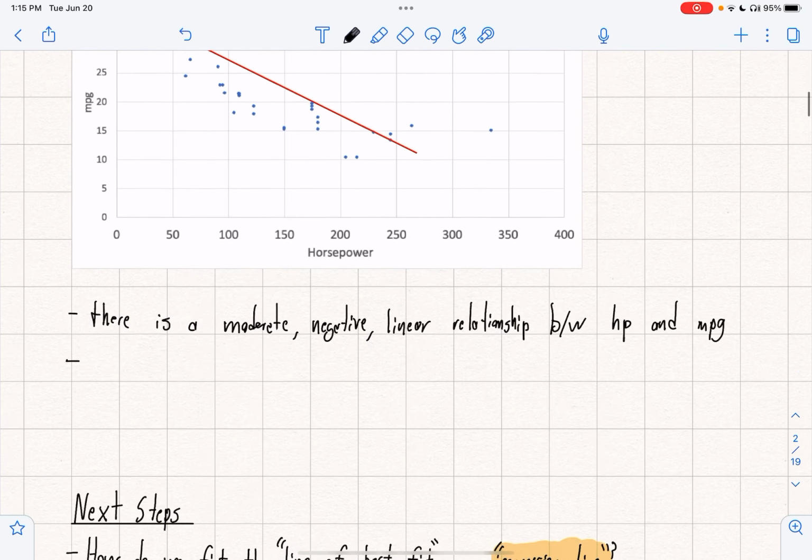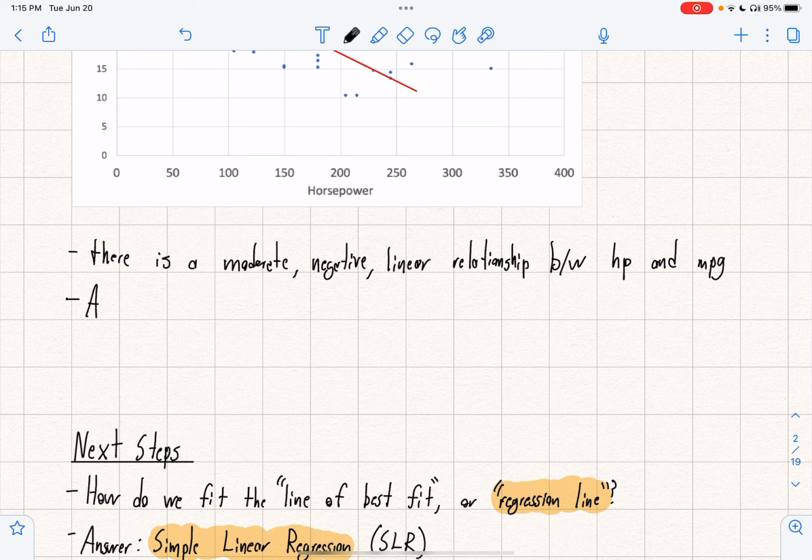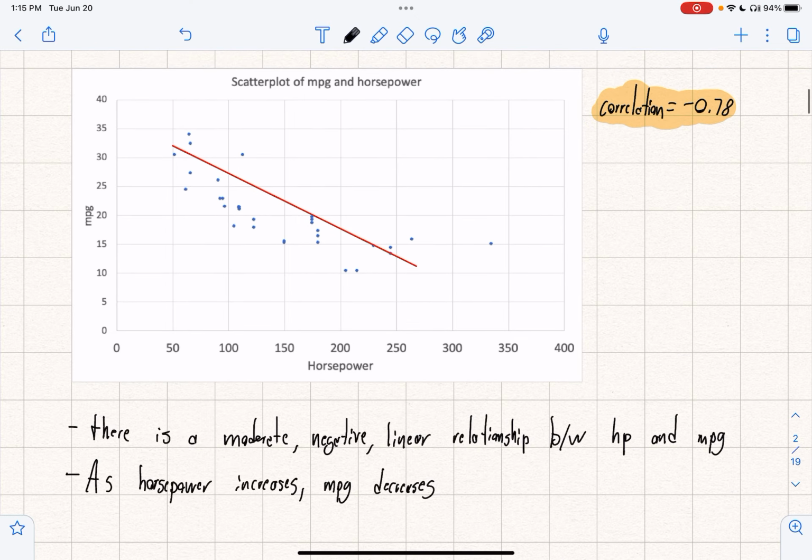So, as horsepower increases, miles per gallon decreases. And we determined that using this correlation of negative 0.78 and looking at our scatter plot, we can see this negative relationship. But as we said, we want to use linear regression to create this line of best fit, to perform prediction, to create this red line that we have drawn.